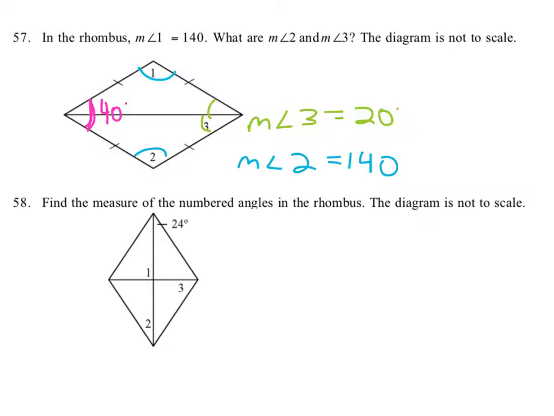Find the measure of each numbered angle. Well, we can start out with an easy one. This one has to be 90 degrees.